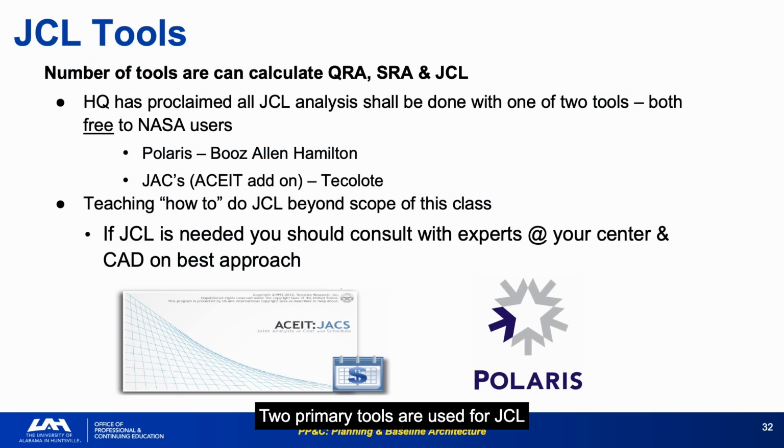Two primary tools are used for JCL analysis at NASA: Polaris from Booz Allen Hamilton and JCS from Techaload. Both are available free to NASA users and are the HQ-approved platforms. Teaching how to do a JCL is beyond this course's scope. If you need a JCL, consult with experts at your center and the Cost Analysis Division.